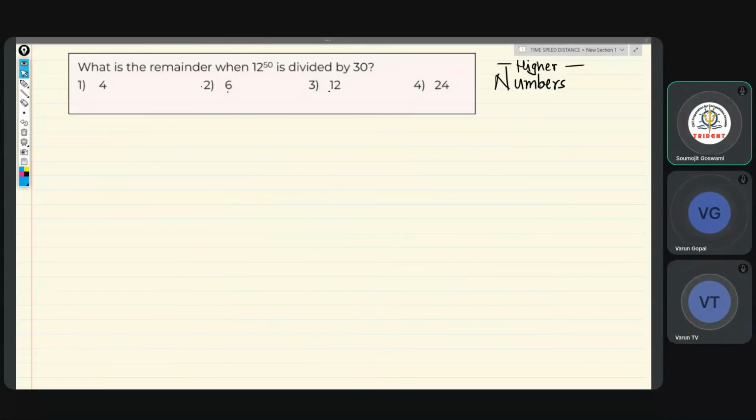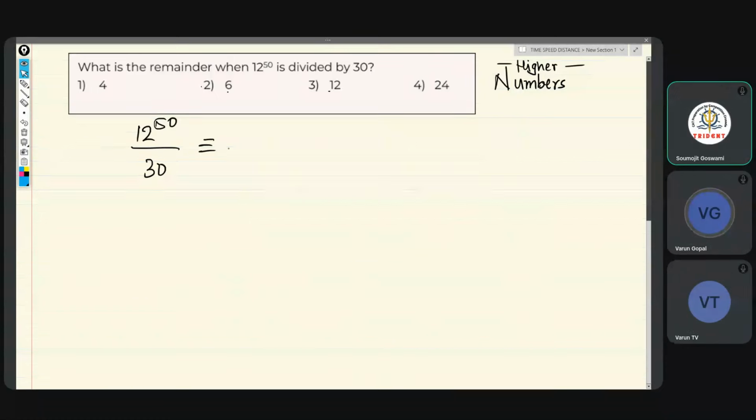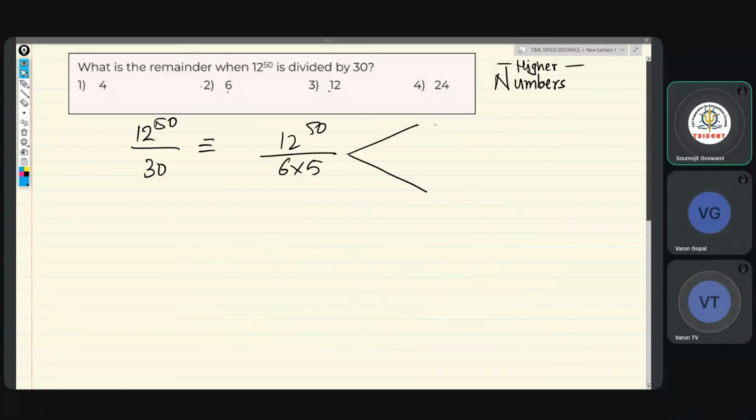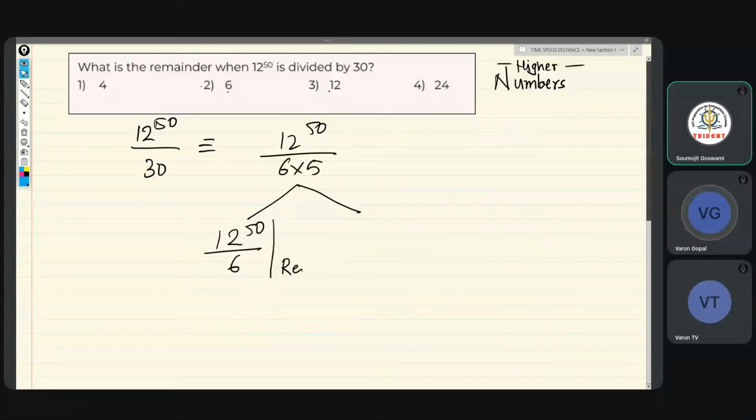Let's see what we could have done with Chinese remainder. So I'm rewriting it again: 12 raised to the 50 upon 30. With Chinese remainder, we basically split the denominator, so this is 12 power 50 upon 6 into 5. The same thing that we did, but in a slightly different way. There are two bifurcations: 12 raised to the power 50 upon 6, whatever the remainder is, and 12 raised to the power 50 by 5, whatever the remainder is. I'm writing 'and', not multiplying.